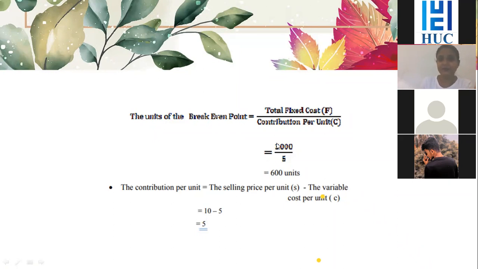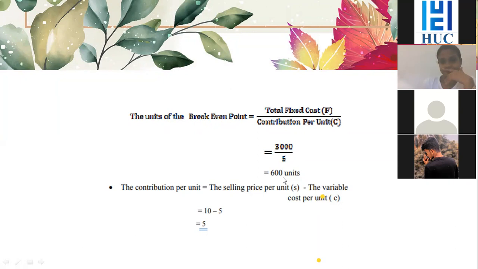Here fixed cost 3,000 divided by 5. How did we take this 5? It is the contribution. Then 3,000 divided by 5 means 600. The other point you need to remember here, children, is that this is 600 units, not in rupees. We are doing this in units. The break-even output is 600. Again, units. Don't write rupees.